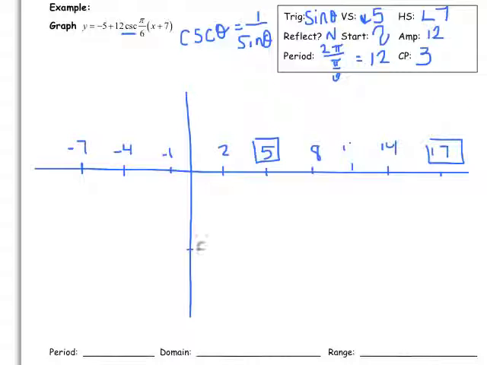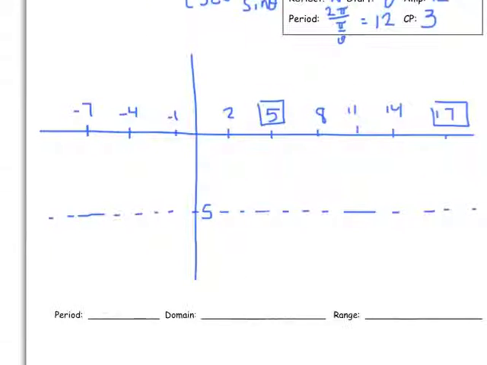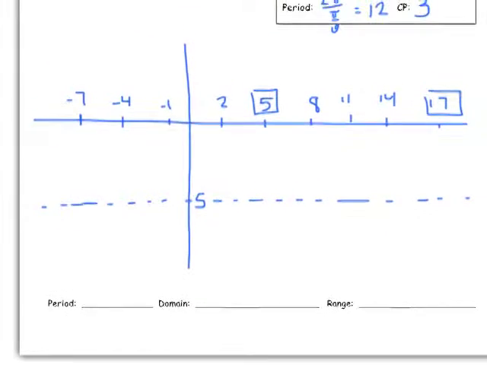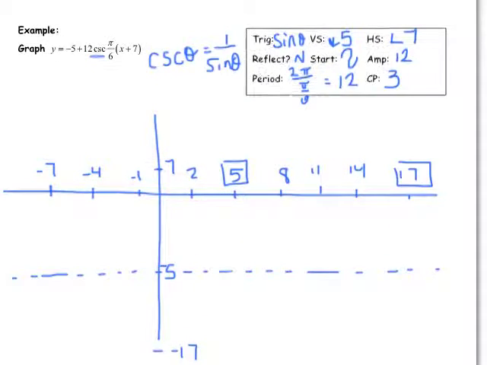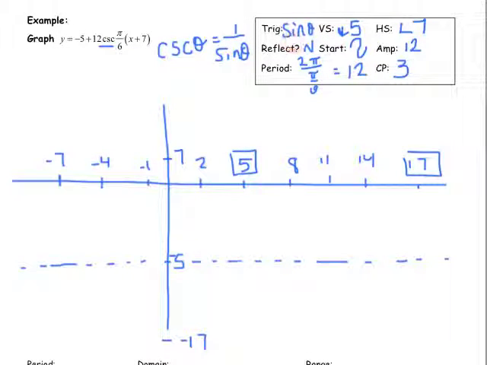If we go down 5, this is my sinusoidal axis, which is really one of the most important parts. The amplitude is 12, so down to -5 minus 12 is -17, and up is +7. Now I'm ready for which function? Sine, because that's the reciprocal. So I'm going to do sine here.